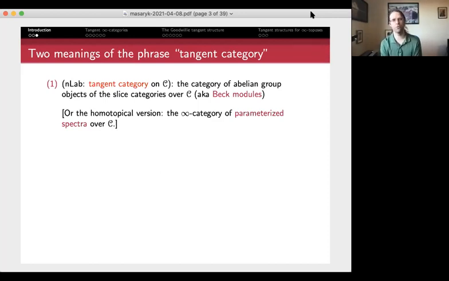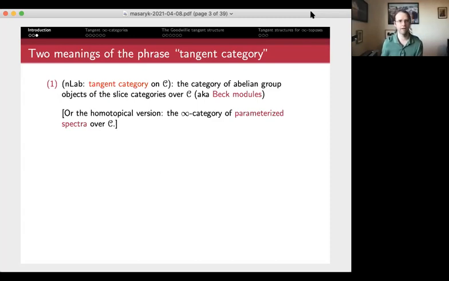A lot of this talk will be more about the infinity categorical version of some of these ideas. There is a homotopical or infinity categorical version of the Beck modules, which you could think of as parametrized spectra in the sense of stable homotopy theory. So those are analogs, and both of them you could call the tangent category or the tangent infinity category on another category C.